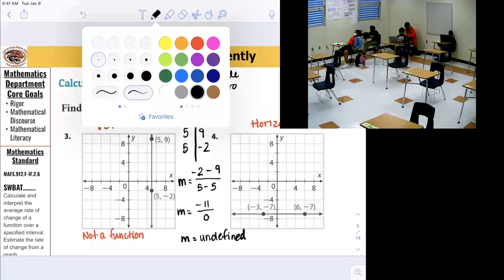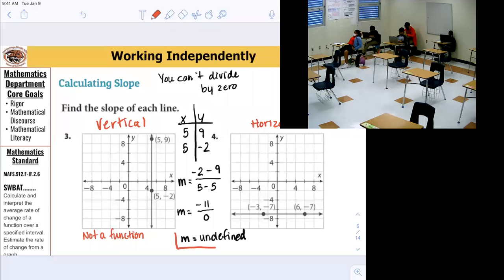Undefined. And that's a very, very important keyword, guys. This is definitely going to come up in tests because they love this concept. So make sure this is something we're definitely going to keep in mind. If you have a vertical line straight up and down, first of all, it's not a function, and the slope is undefined.